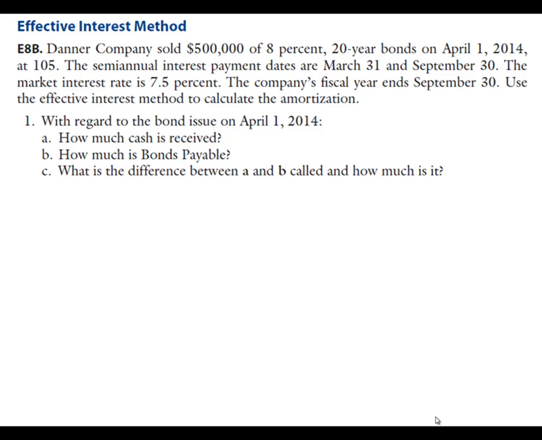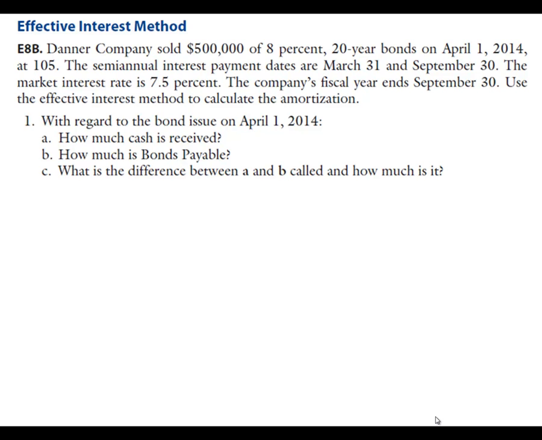We have Danner Company. They sold $500,000 of 8% 20-year bonds on April 1st, 2014 at 105. So we know that our issue price is $500,000 and that our face interest rate is 8%, and we have 20-year bonds and they pay semi-annually. So we're looking at 40 interest payments. And they were also issued at 105, which means they were issued at a premium, because anything over 100 means they're issued at a premium.